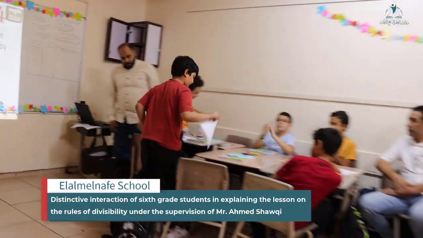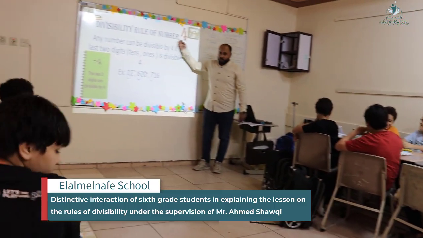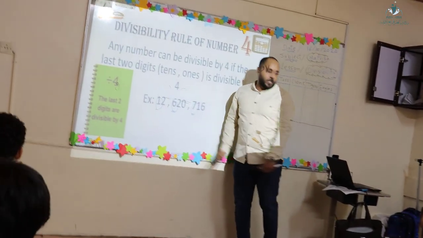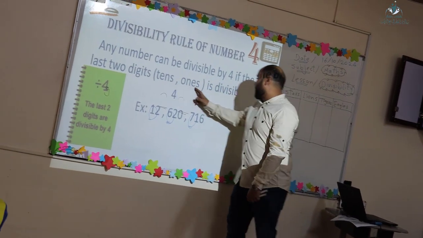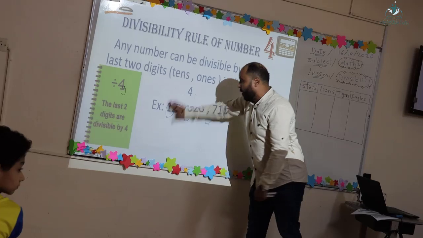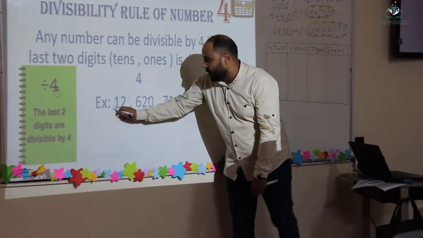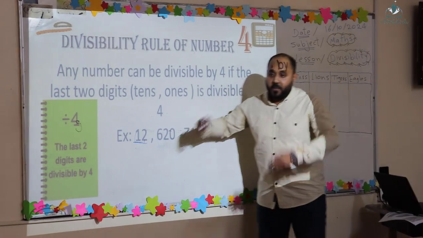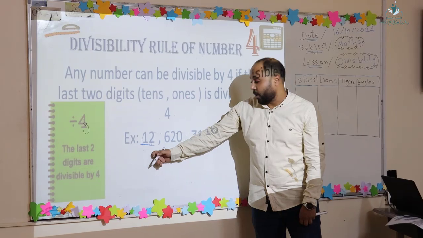Thank you, number 4. Divisibility rule of the number 4. Any number can be divisible by 4 if the last two digits, the tens and the ones, are divisible by the number 4. Such as, here, the tens and the ones, 12. 12 is a multiple of 4. So 12 is divisible by 4.